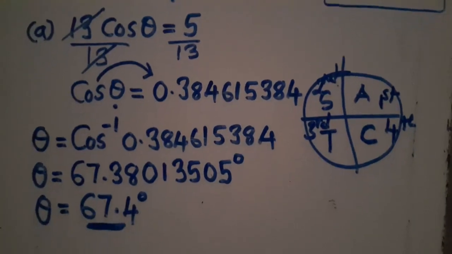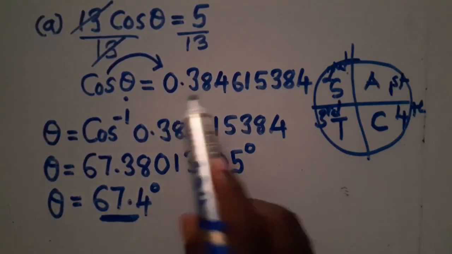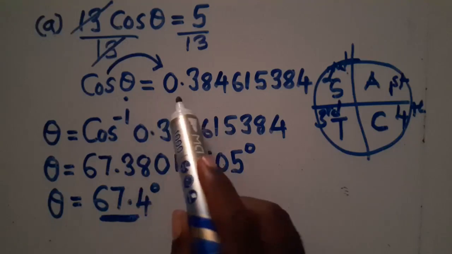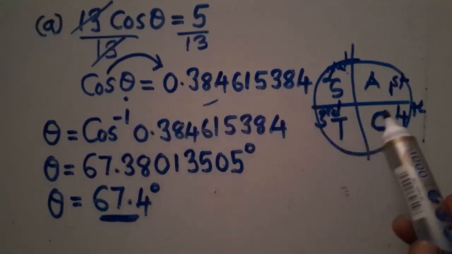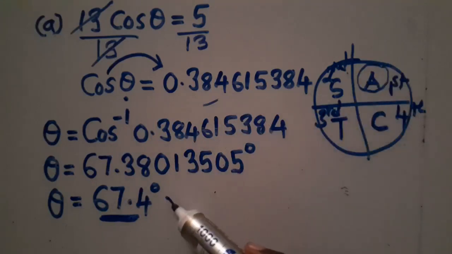For you to find another answer apart from this one, you need to check. The answer they have given, cos theta, is positive. So cos is only positive in the first quadrant, where we found this answer.